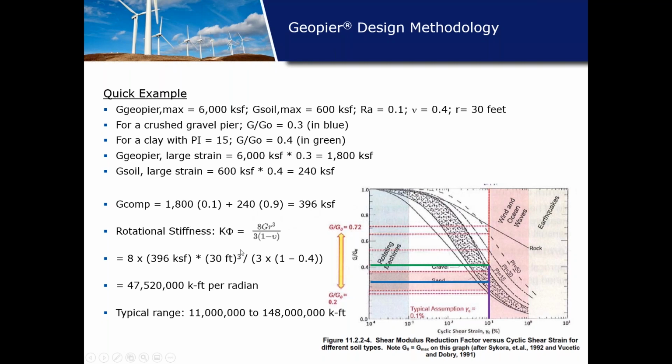Calculate your rotational stiffness using the equation we saw before that relates the rotational stiffness to the shear modulus, the radius, and the Poisson's ratio. And you end up with a value of about 48 million kip feet per radian, which falls within the range of what the typical ranges would be for a project. You just have to make sure it meets the designer's criteria. If it does not, you could always add more piers to increase that shear modulus.